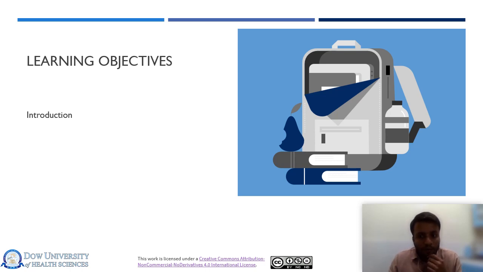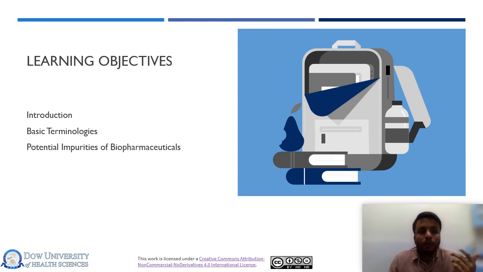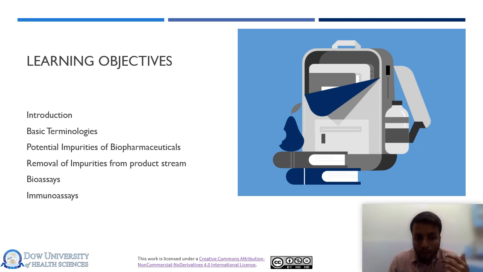So starting off, the main learning objectives of this lecture would be for the students to familiarize themselves with the introduction to product analysis, the basic terminology that is involved in product analysis, the potential impurities that they can encounter in biopharmaceuticals, and the removal of those impurities from the product stream. And we will also be discussing different bioassays as well as immunoassays.